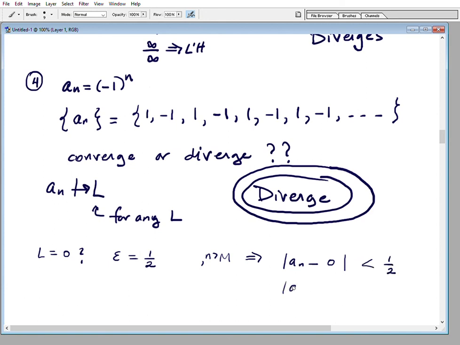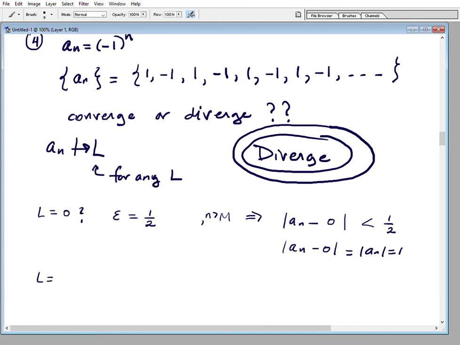But a to the n minus 0, that's equal to a to the n, which is always 1, definitely not less than a half. Is there anything we can put in here and get this small? Let's say you say, well, I think it converges to 1. I think L equals 1. And let's say for epsilon, we want to get it within 1/2 of 1 if n is bigger than some number. In other words, we want a to the n minus 1 to always be less than a half.